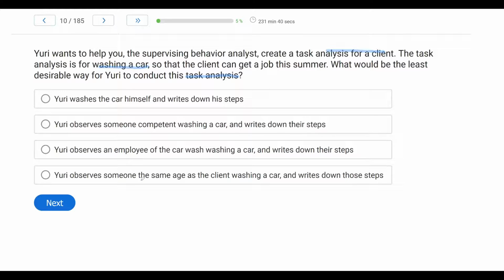What about D? Yuri observes someone the same age as the client washing the car and writes down those steps. We don't know the client's age, we don't know their skill level. So D is going to be the worst answer because it's the most likely to produce a poor task analysis. The other three are much more likely to produce a beneficial task analysis, or at least a task analysis you can work with in the future. D is much more likely to produce something that is unmanageable or something that you can't work with, causing you to waste time and resources.